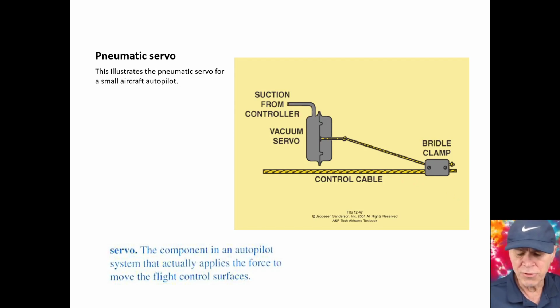All right, I don't have much to say about a lot of these slides. Basically, it's just showing how the motor is hooked by way of a cable and a bridle clamp to one of the main control cables. So it's in effect the same control cable that is hooked to the cockpit controls for rudder, ailerons, etc. But there's an additional servo attached. This one here is actually pneumatically operated from suction from the controller.